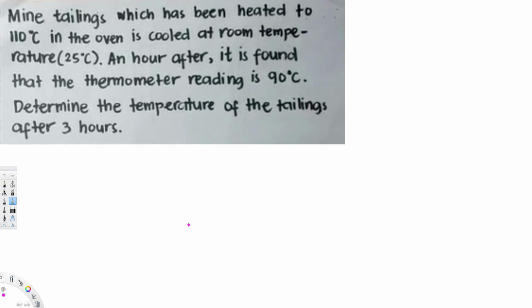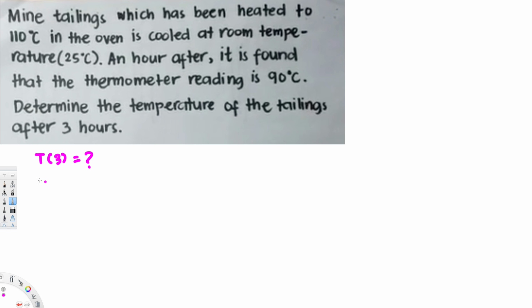What's going on, guys? In this video we are going to see an example on Newton's law of cooling. Here let's look at this problem right here. This question is asking, mine tailings which has been heated to 110 degrees Celsius in the oven is cooled at room temperature 25 degrees Celsius. An hour after, it is found that the thermometer reading is 90 degrees Celsius. Determine the temperature of the tailings after 3 hours. So they are asking to find out the temperature after 3 hours.